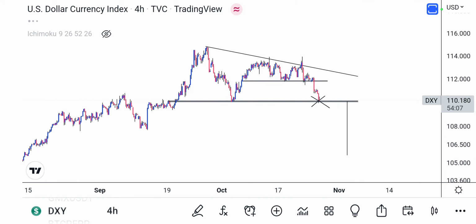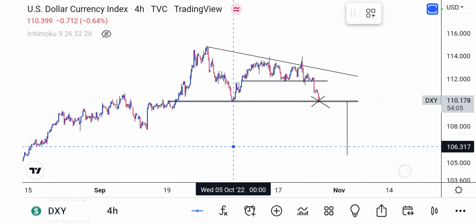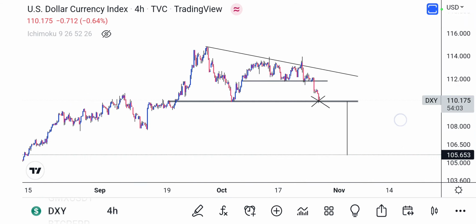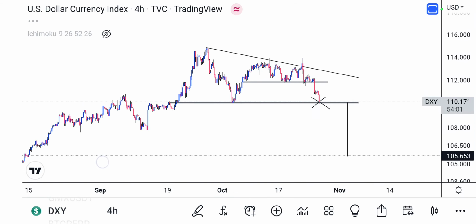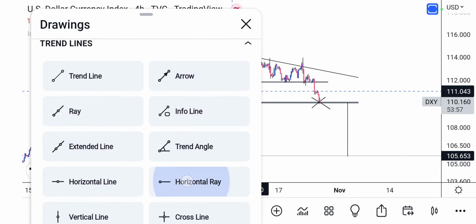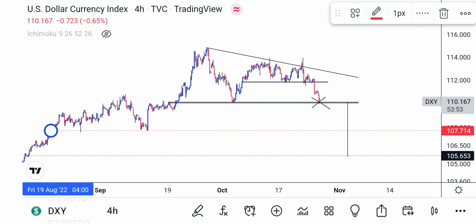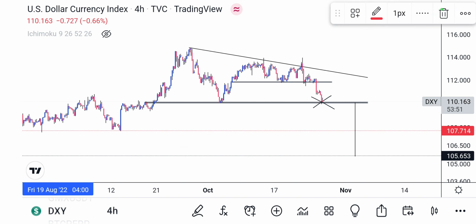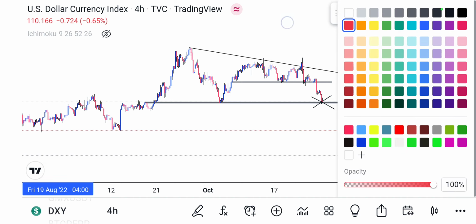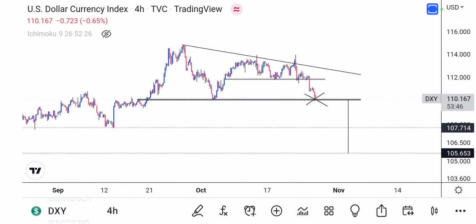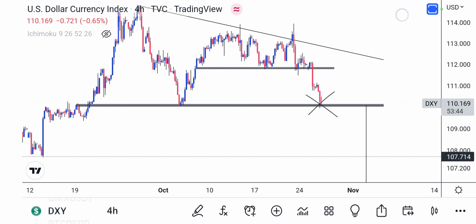So we're looking at price around here, price pushing back to this level, and a bit of support around here as well. But for us to confirm this, we need the body of the candlestick to close below this level.